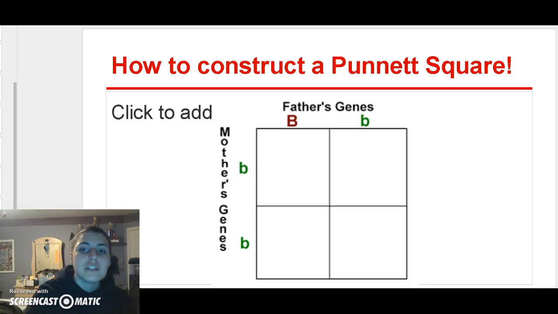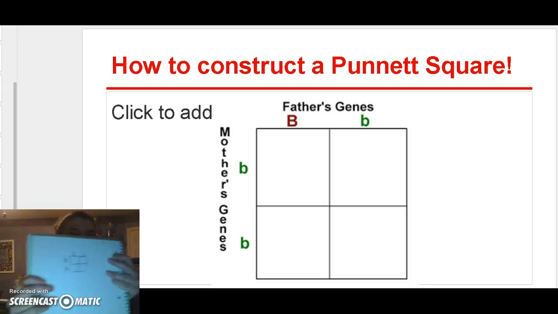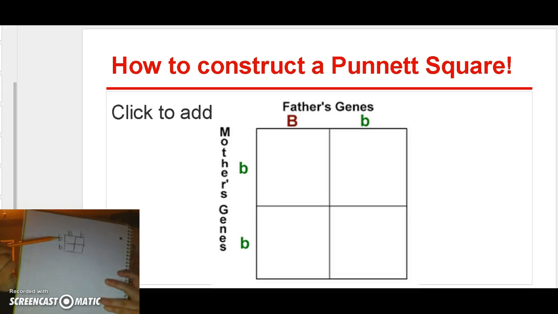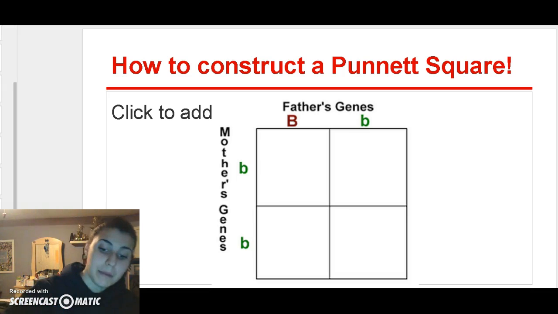Okay, so the father's genes are big B and little b, and then the mother's genes are little b, little b. So we know that the father is heterozygous dominant because a big B is represented, one big B, one little b. And we know the mother is homozygous recessive, so she has blue eyes, and the father has brown eyes. If you make a Punnett square just like I did on my piece of paper, we're going to start doing a little bit of multiplication. We're going to take this big B, bring it down to our first box, and match it with this little b. So in that first box, we bring that big B down, and we bring the little b over.